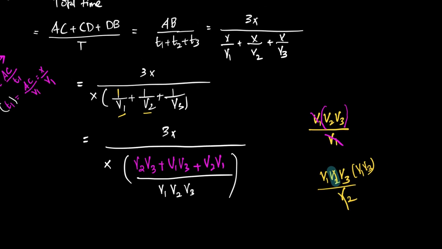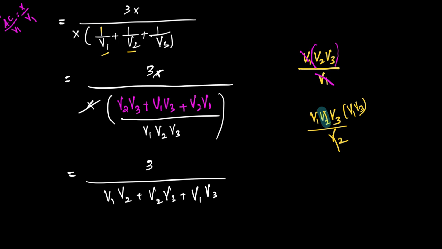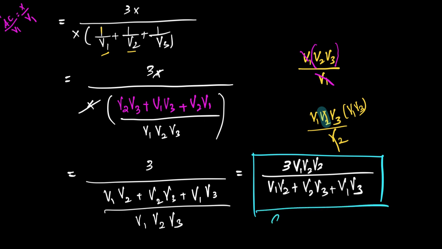Now, in this case, x and x will get cancelled. So what will we get? 3 the whole upon, let me just make a small rearrangement here, I would write it like this: v1 v2 plus v2 v3 plus v1 v3, the whole divided by v1 v2 v3. Now, this can further be written as 3 times v1 v2 v3, the whole upon v1 v2 plus v2 v3 plus v1 v3. So this would be the required expression for the average velocity.